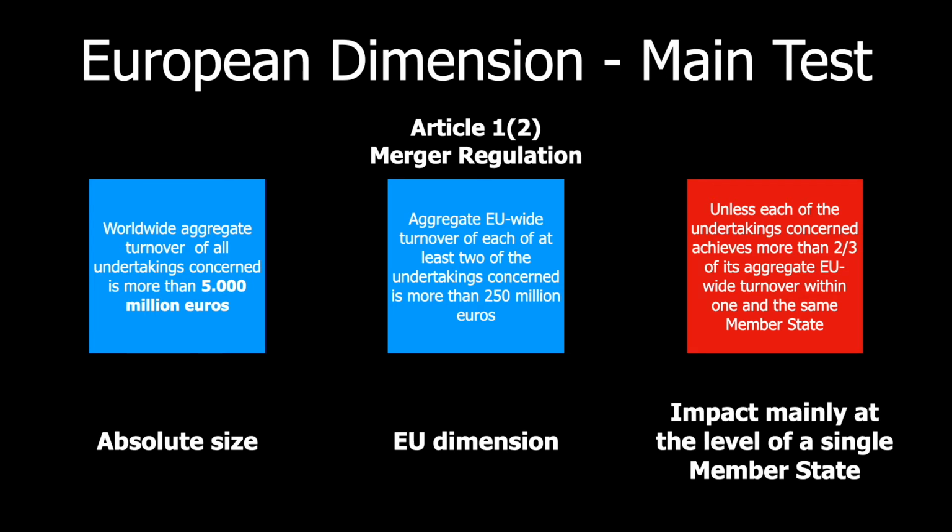If each of the undertakings concerned achieves more than 2/3 of its aggregate EU-wide turnover within one and the same member state, then we assume that its impact will mainly occur at the level of a single member state, and so the concentration will not have a European dimension and will thus be submitted to notification under domestic merger control rules. So this is the so-called 2/3 rule.